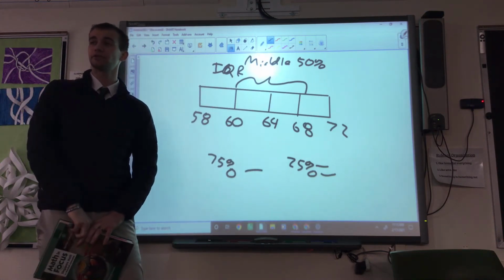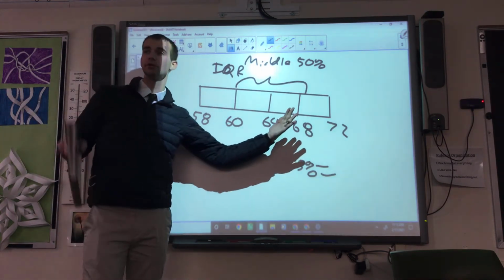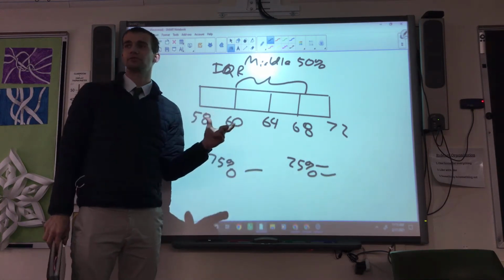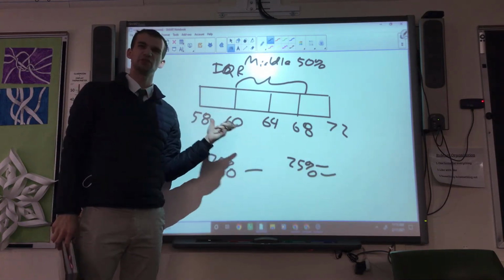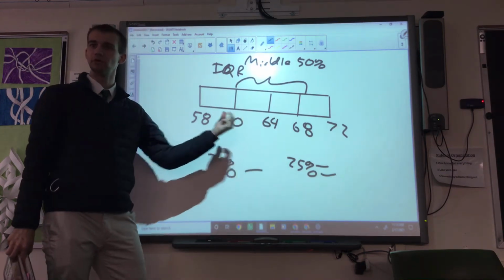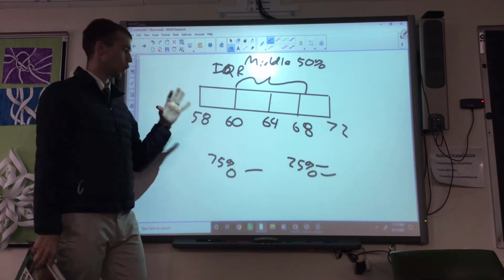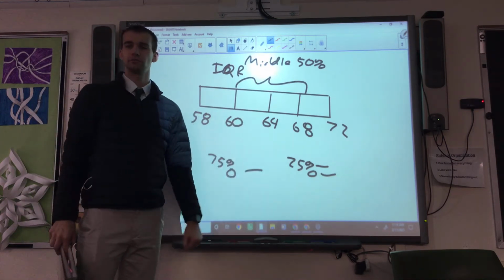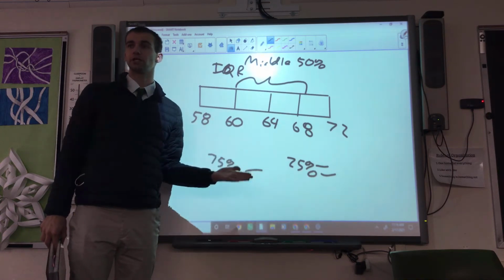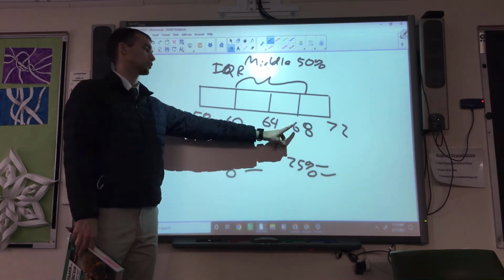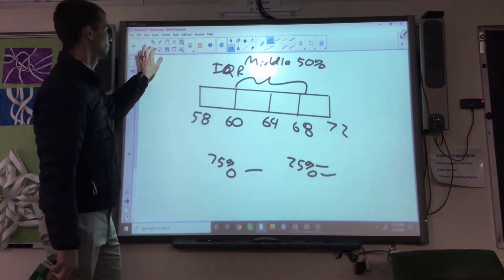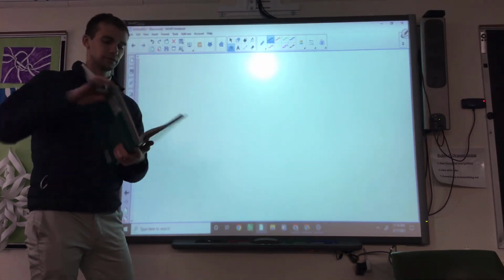So interquartile range, 68 minus 60. Basically what they're saying is that, in that case, the middle 50% of height of students is all within 8 inches of each other. In actuality, I'm pretty sure it would be less than this if we did it, but that's what they're saying. The middle 50% of data is all within 8 inches of each other. 100% of it, the whole range, 72 minus 58, is within 14 inches. That's the whole range. But the interquartile range, 68 minus 60, is 8.